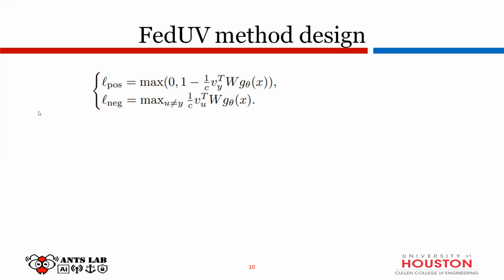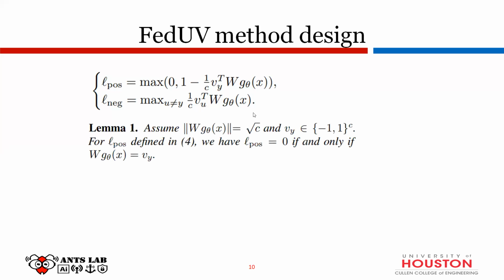So, okay, now we have established that this is their definition of the positive and negative loss. Now we will look at Lemma 1. Here we assume that the norm of this secret embedding is equal to root C, and the Vy is a vector of either 1 or -1 with dimension C.